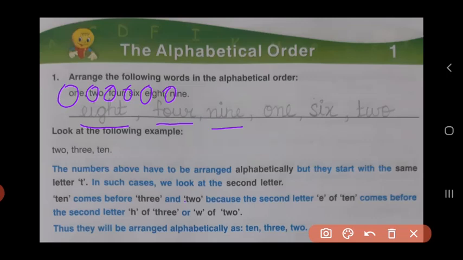After N comes the letter O. And 1 starts with O. So my next word will be 1. Then comes P, Q, R, S. Number 6 starts with S. So my next word will be 6. And after S comes T. And 2 starts with T. So my last word will be 2.